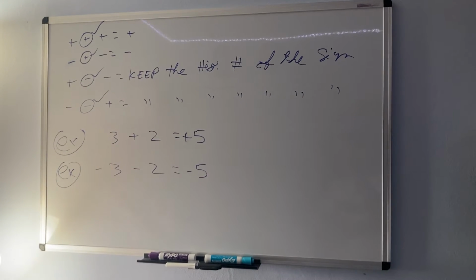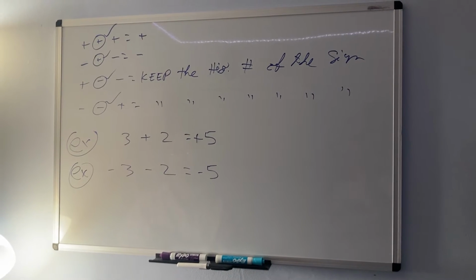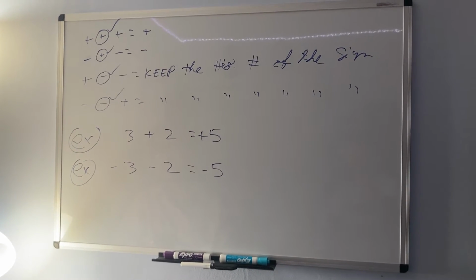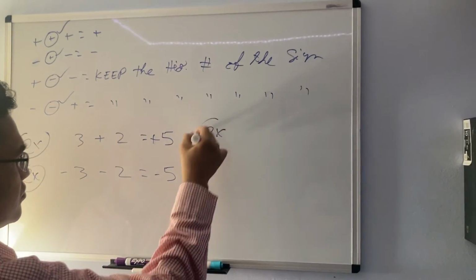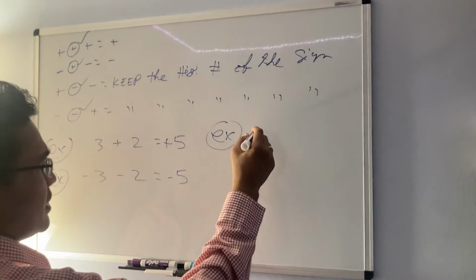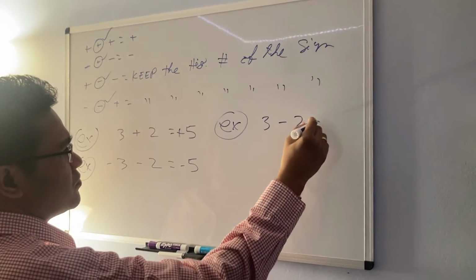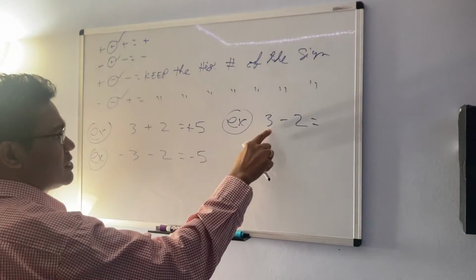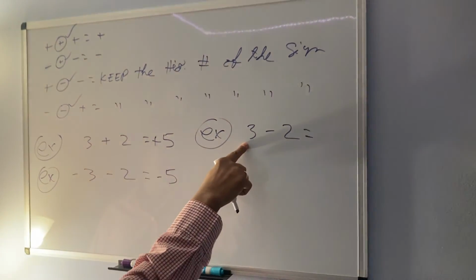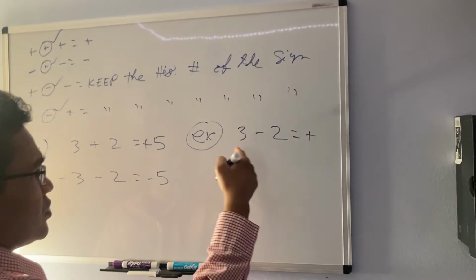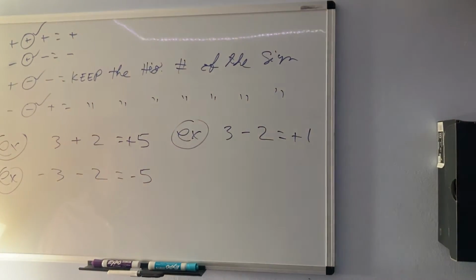Now let's look at the two different signs. These examples were the same signs. So another example, let's say 3 minus 2. In this case, the signs are different, so you keep the sign of the highest number. The highest number's sign is positive. But the signs are different, so from 3 take away 2 is 1, which is positive 1.